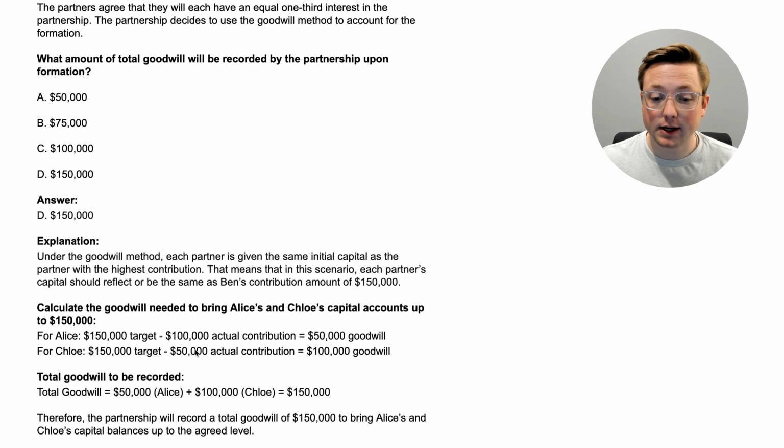So we subtract her $50,000 actual contribution and we get $100,000 of goodwill. So total $150,000 of goodwill is occurring here when this partnership is forming and they are using the Goodwill method. So again, basically you are just bringing all partners up to the same capital balance as the partner with the highest capital balance, and you have to use Goodwill to do that. Now let's go to the next question.